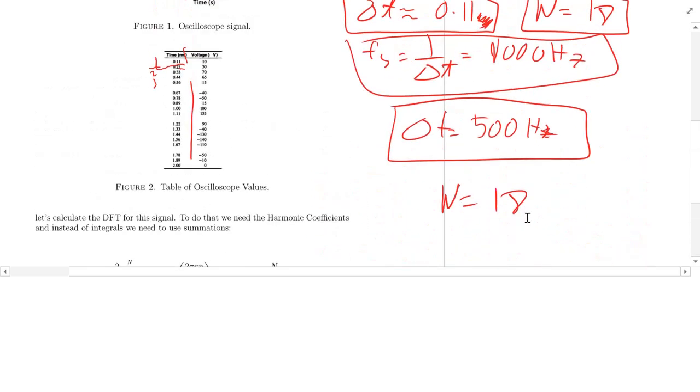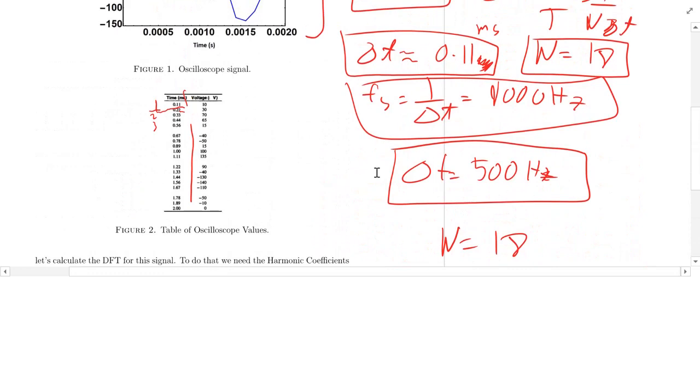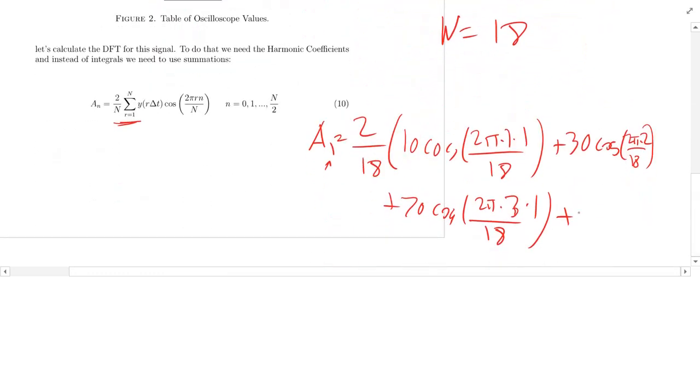Plus, you can guess it. What's the fourth data point? 65. 65 times cosine of 2 pi times, what is this data point? Fourth, first harmonic, 18, and so on. So you can see that we really want to hope for a periodic signal so we can reduce our math. But this is not periodic, so we have to go all the way to 18, and this just calculates the first harmonic.